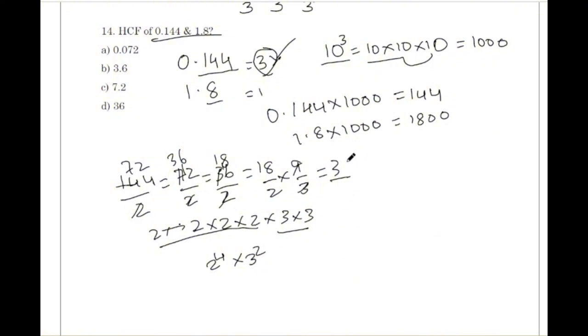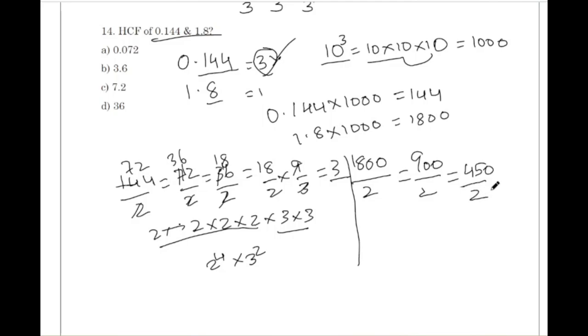Okay, so going with 1800, that is divisible by 2. 1800 divided by 2 is 900. 900 divided by 2 is 450. 450 divided by 2 is 225. 225 cannot be divided by 2, and hence divided by 3 is 75. Can 75 be divided by 3? Yes, it can, and we get 25. 25 cannot be divided by 3, only by 5. So 5 5s are 25.